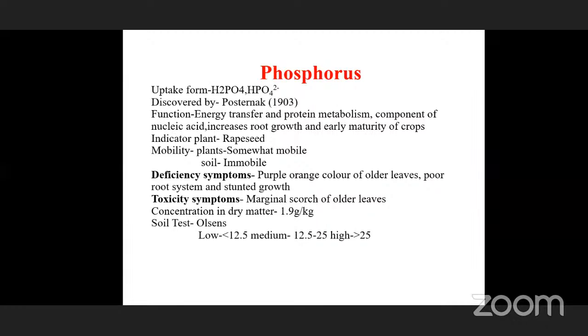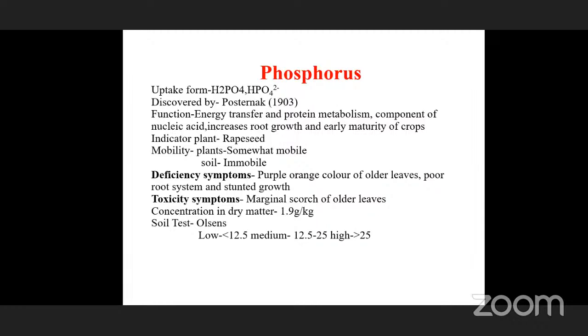In deficiency symptoms, it shows purple orange color on older leaves, as it is mobile. It has a poor root system because it helps in increasing the root growth, and it also shows stunted growth, the same as nitrogen. In toxicity symptoms, it shows marginal scorching of older leaves, like burning symptoms. The concentration in dry matter is about 1.9 gram per 1 kg of dry matter.